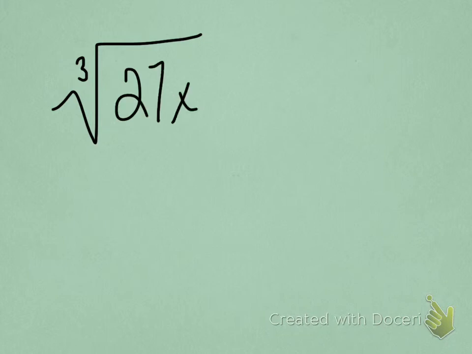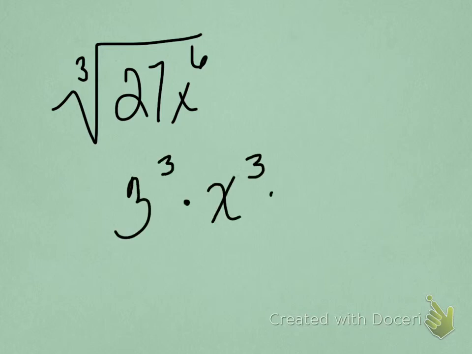Let's move into example 2, where we have some simplifying of radical expressions. So looking at a, we have the cube root of 27x to the 6th power. If we want to break that up, meaning we want to factor it into only perfect cubes, we can pull out 3 cubed times x cubed times x cubed.